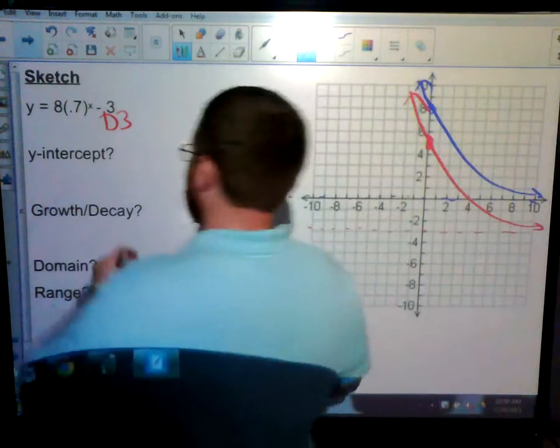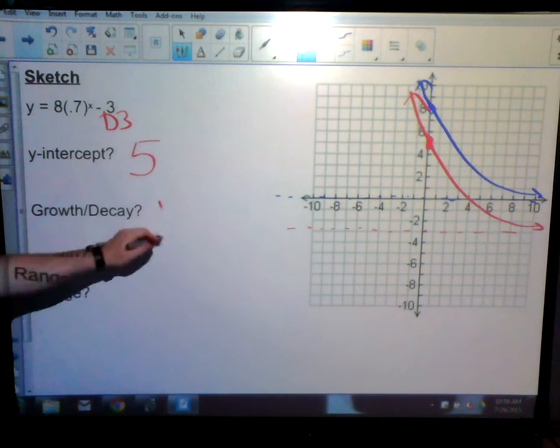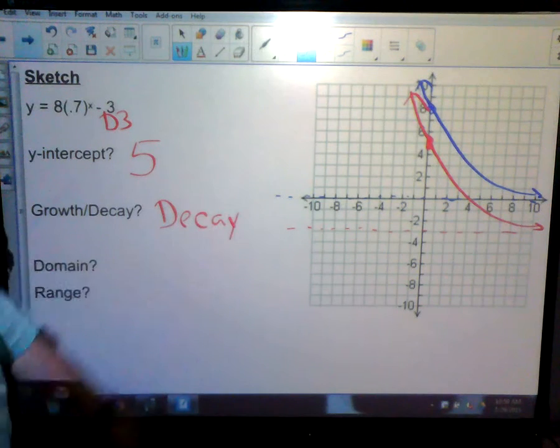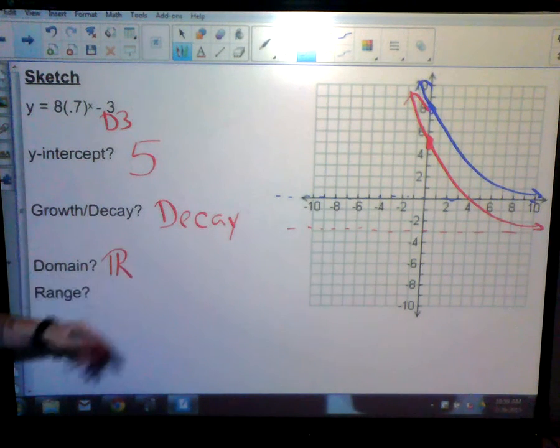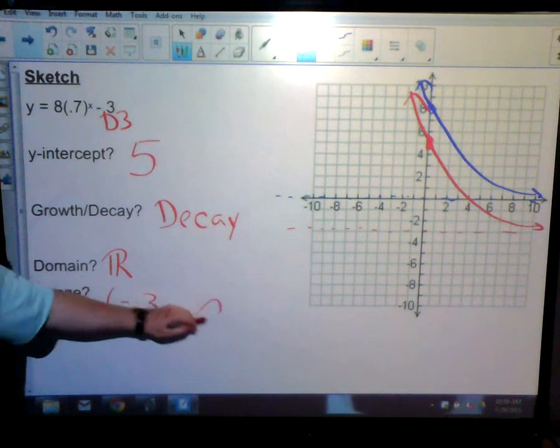What's the y-intercept? It used to be 8, now it's only 5. It's still decay. The domain is still all real numbers. All exponentials will be all real numbers. But now instead of going from 0 to infinity, since it went down 3, it's negative 3 to infinity.